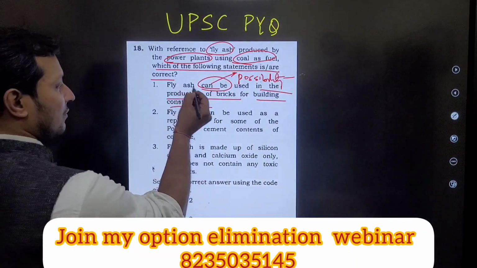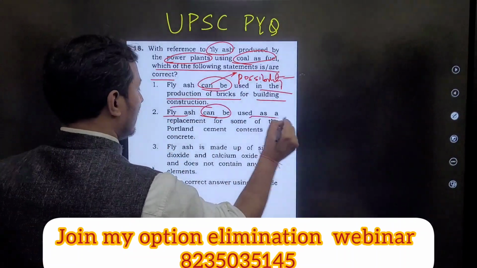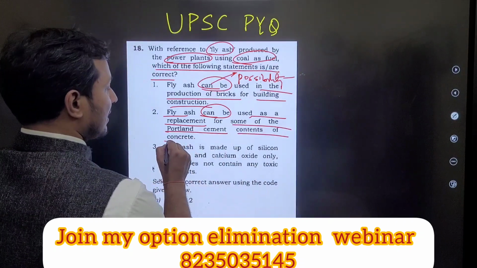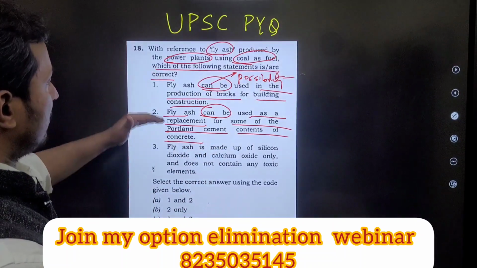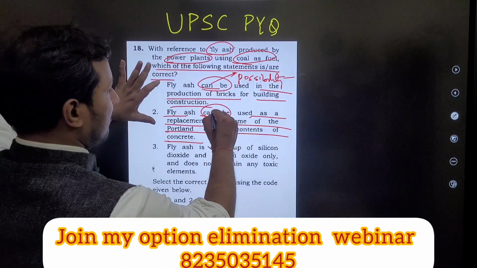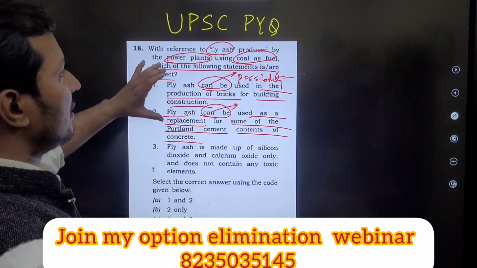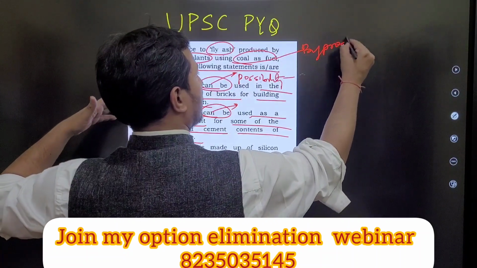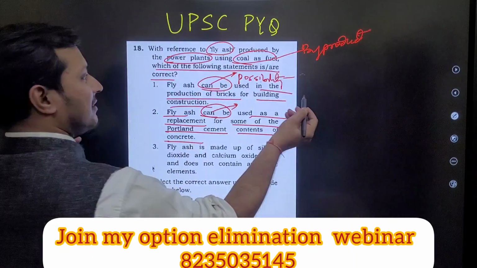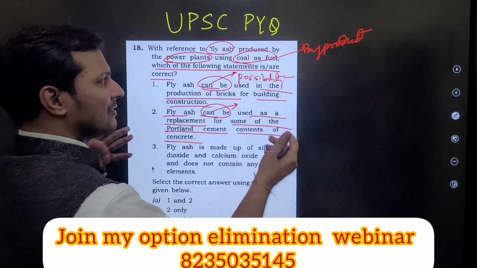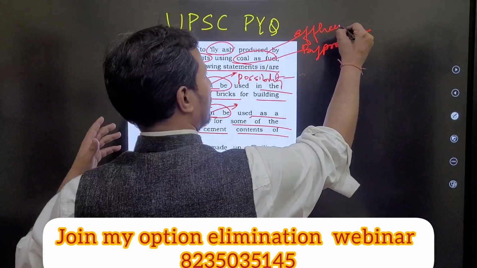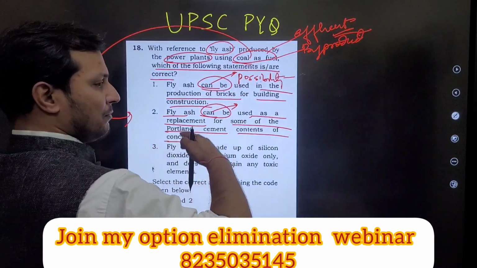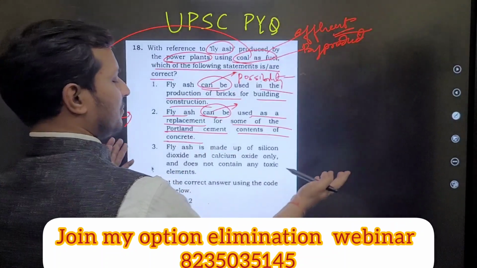Second statement, similar kind of statement: fly ash can be used as a replacement for some of the Portland cement contents of the concrete. You can see here both types of statements are similar, where they are trying to use a byproduct of the power plant, which is the fly ash, which is not a byproduct, basically it's an effluent, a waste. Now they are using this waste for some purpose, building construction.